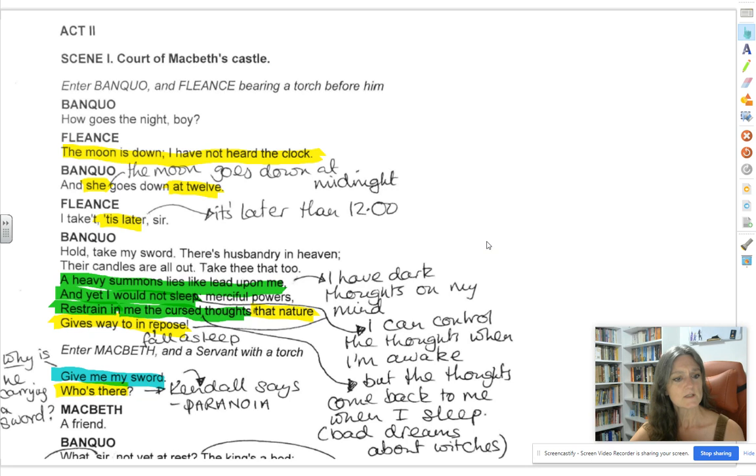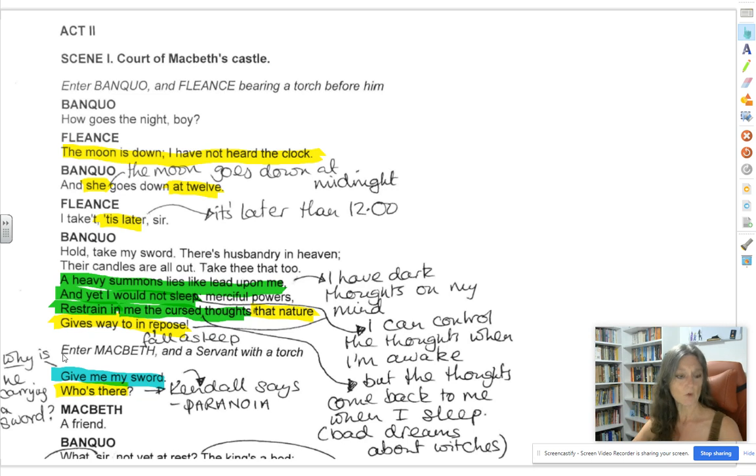And he says, a heavy summons lies like lead upon me. And we've got a little simile there, which basically means I have dark thoughts on my mind. He says, yet I would not sleep. So he doesn't want to go to sleep because he can control his thoughts when he's awake, but when he goes to sleep, those thoughts are really troublesome to him. And you get the impression from what happens later on that actually he's thinking about the witches and he's having bad dreams about meeting the witches. So he's got this terrible sense that they're causing trouble.